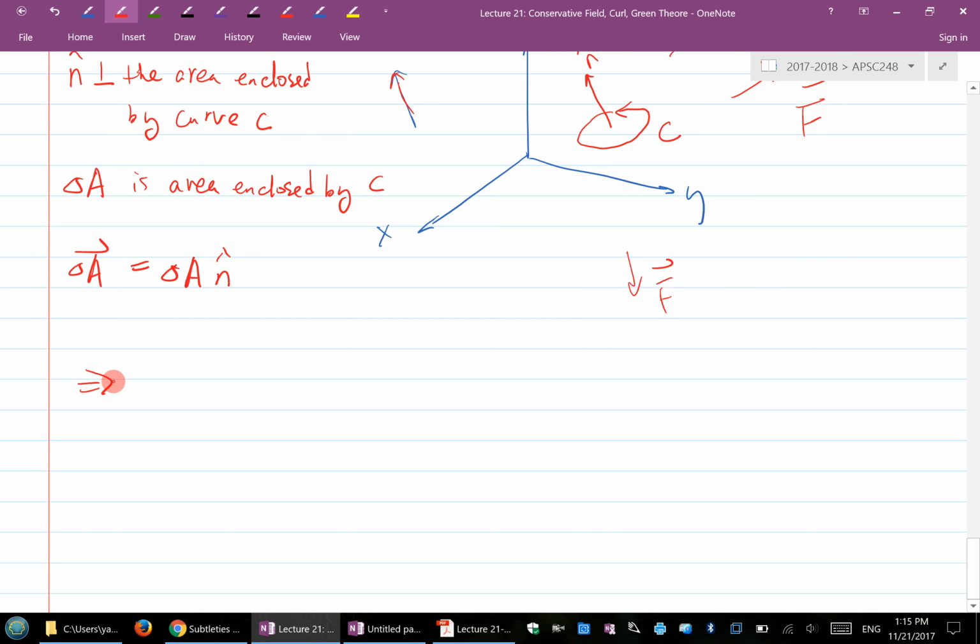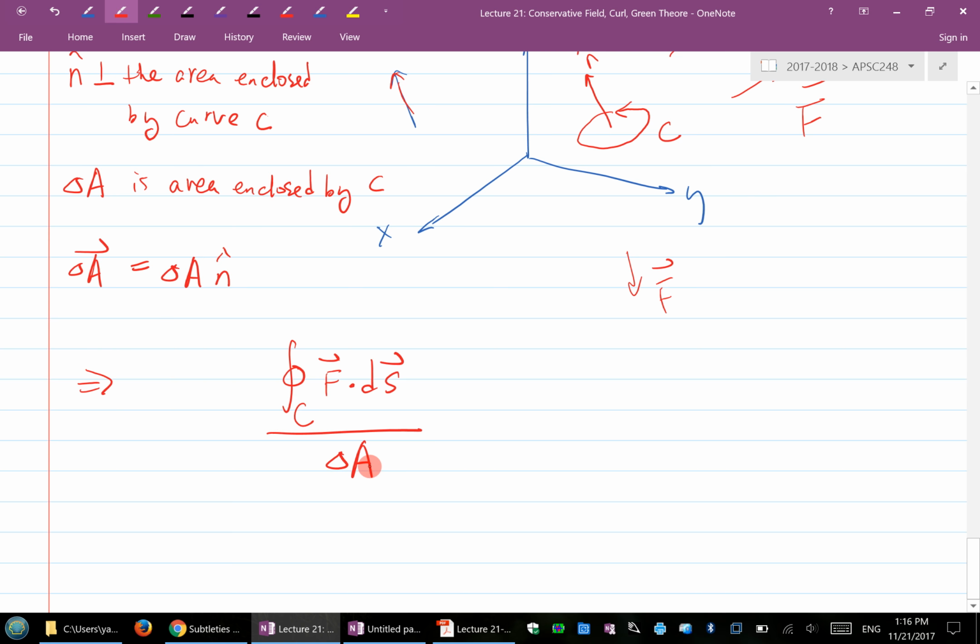Now we're going to define something here. I'm going to take a circulation. I'll take the vector line integral across this small curve C. So that's the circulation around the curve C. And then we're going to divide this value by the small area enclosed by curve C.